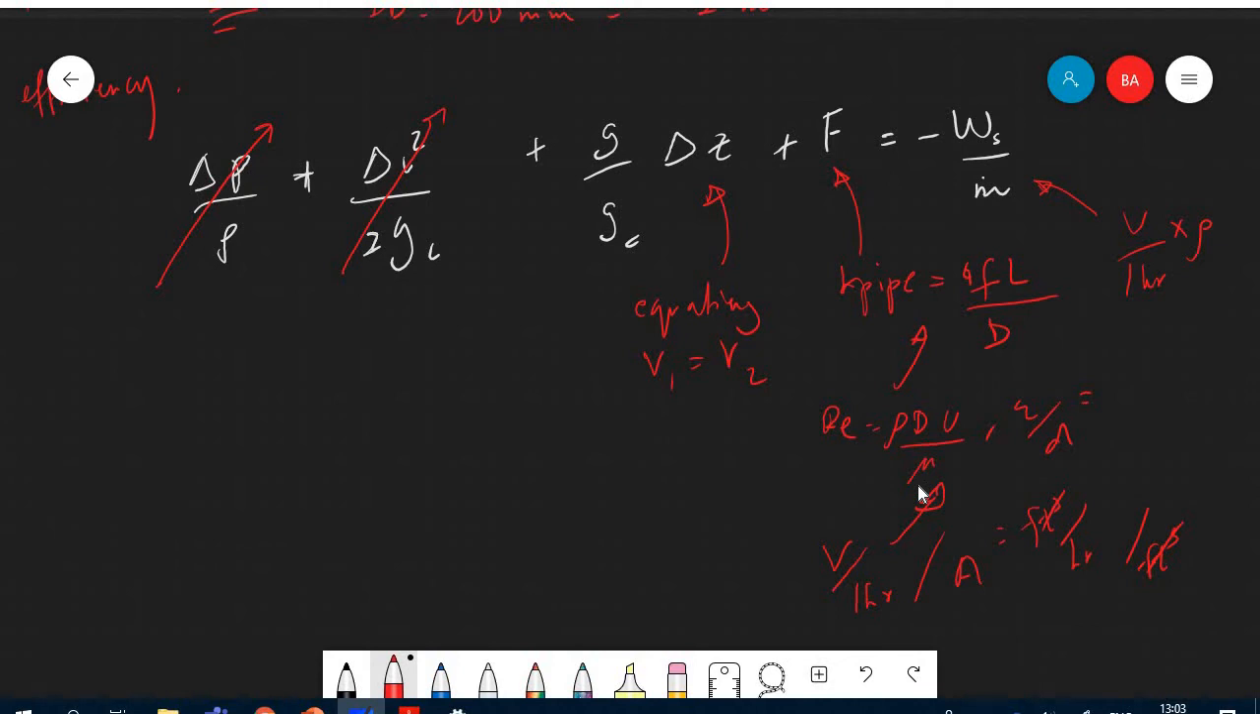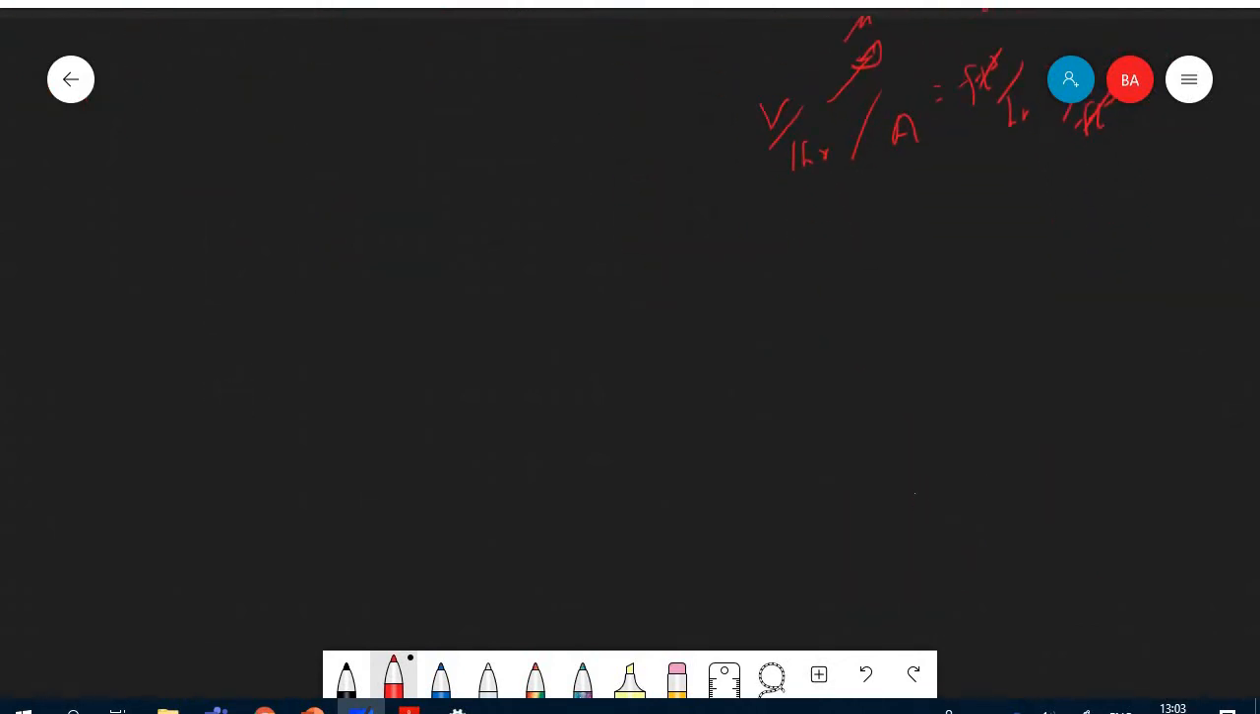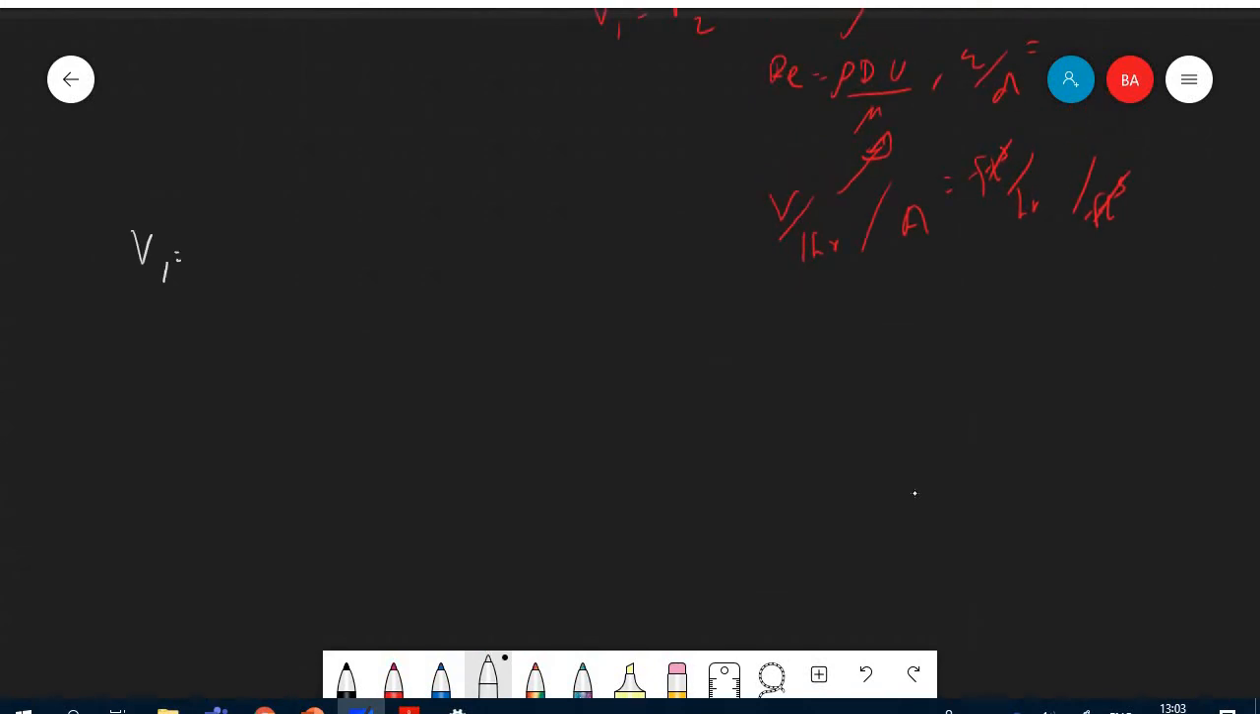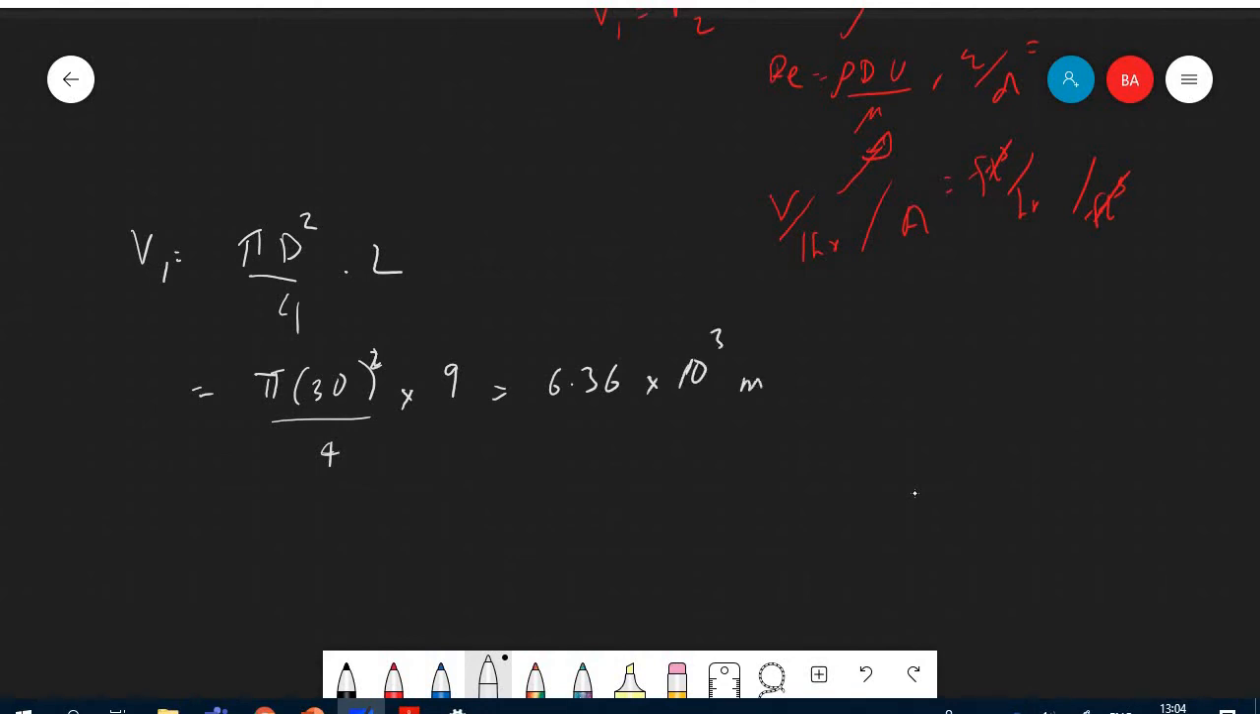So I think we are ready to solve the problem. So let's go on. The first thing that I'm going to do is find delta Z. To find delta Z, I need to equate the two volumes. Talking about volume 1, it's pi d squared over 4 multiplied by L. In this case, d was 30 meters, so pi times 30 squared over 4, multiplied by L, which is 9 meters, the height, and it will be 6.36 into 10 to the power 3 meter cube.